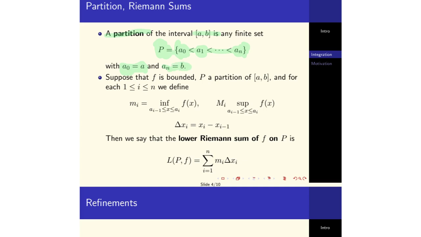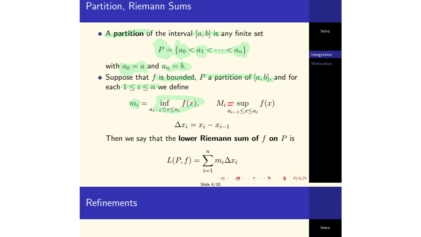Now, if we suppose that f is bounded and P is a partition of its domain, then for each i from 1 to n, we define this little m sub i to be the infimum of the function, which is guaranteed to exist because of the assumption that f is bounded. Oh, I'm missing an equal sign there. So that should be m sub i equals this sup. We do the same kind of idea for the upper bound, or the sup really.